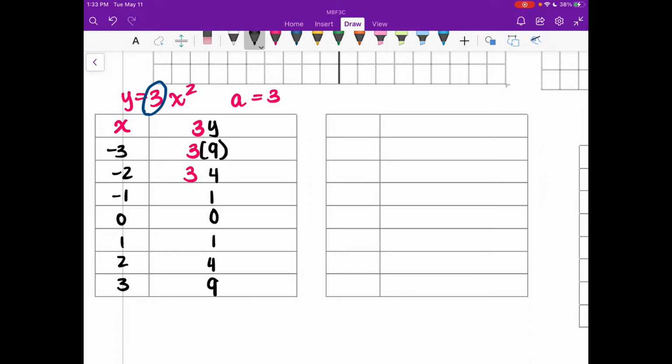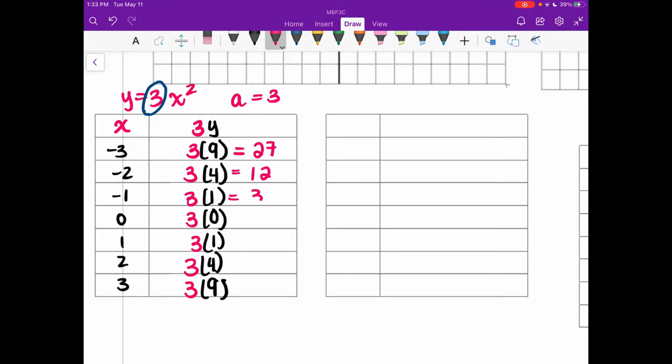3 times 4, 3 times 1, 3 times 0, 3 times 1 again, 3 times 4, and then last but not least 3 times 9, right? So 3 times 9 is going to be 27, right? 3 times 4 is going to be 12.